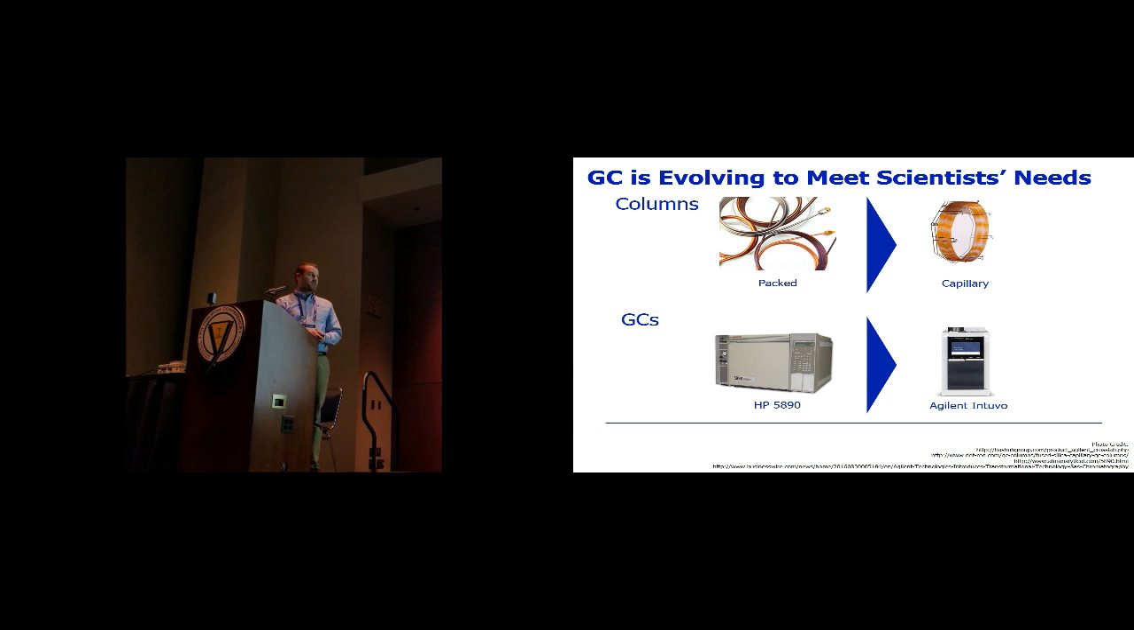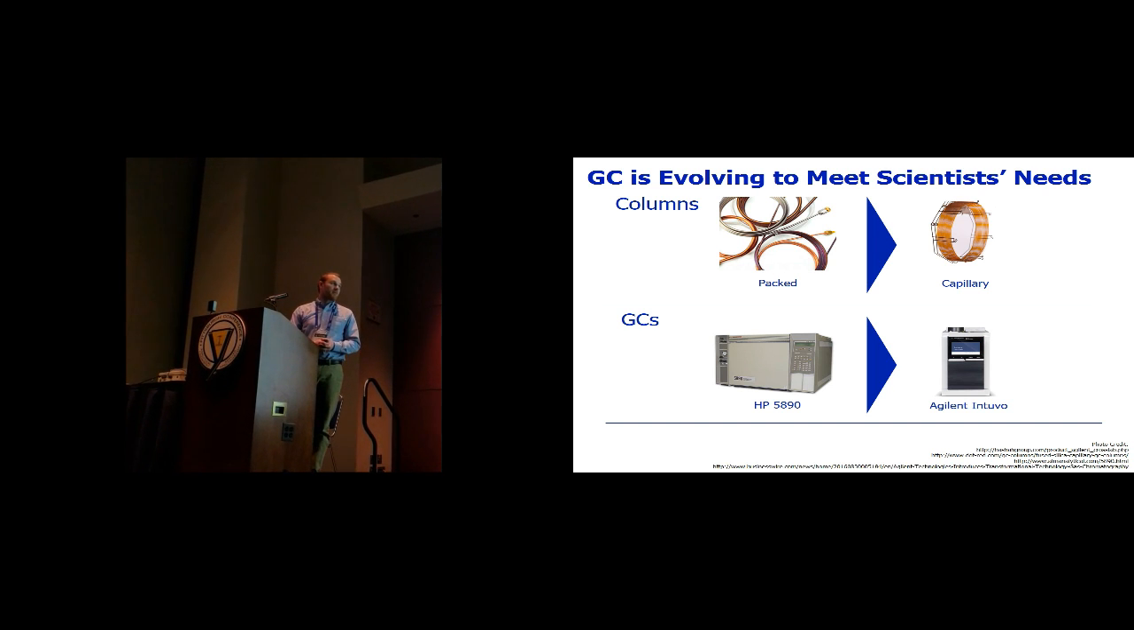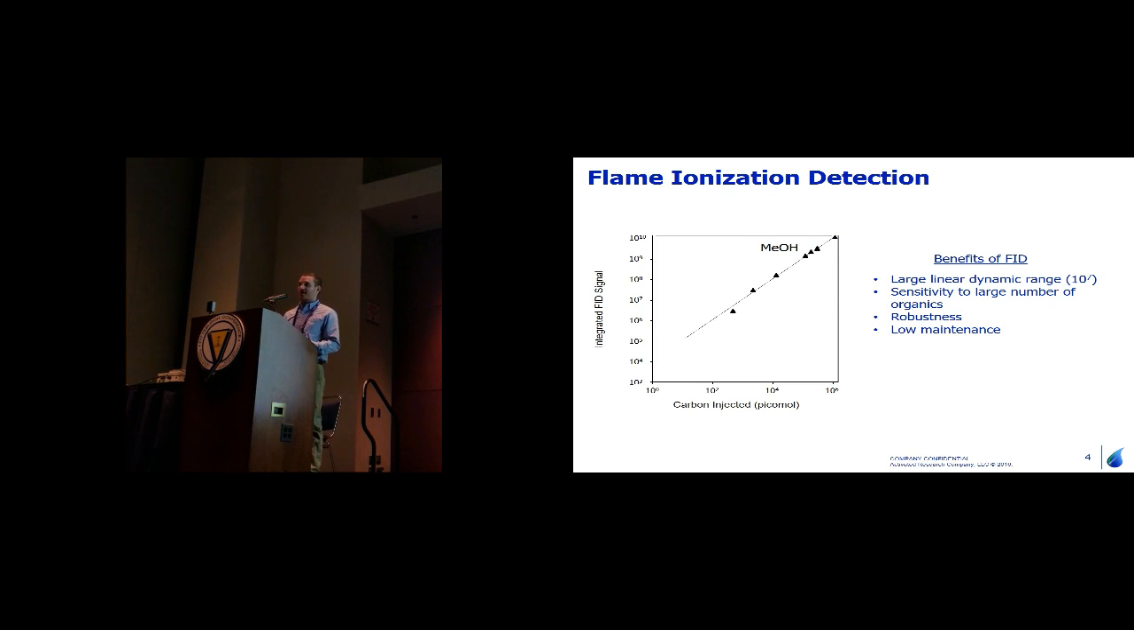GCs have also changed. If you look at the 5890 and now recently the newly released Intuvo, there have been a lot of simplifications of GC, a lot of drivers to make analysis easier for the scientists, more reproducible, and more accurate. So what about detectors? What are the most recent changes that are bringing simplicity to analysis for us scientists? Well, let's take a look at the flame ionization detector.